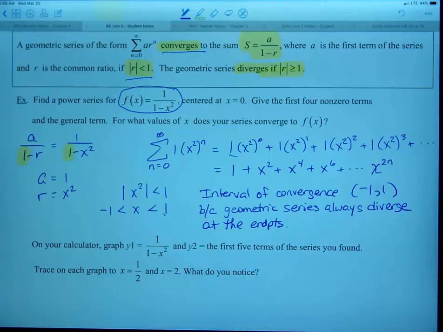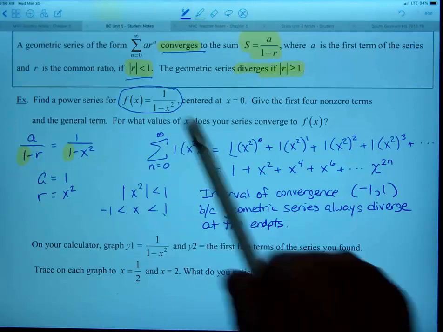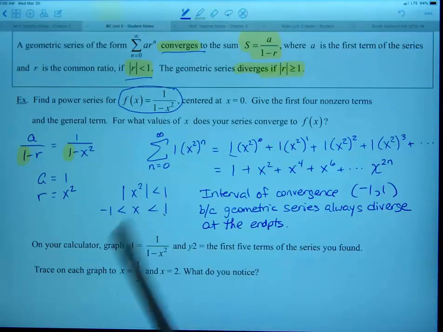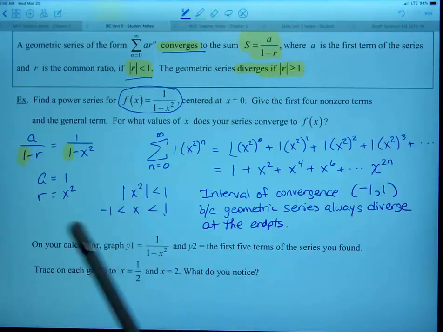We have to test the endpoints if it's not geometric. The geometrics are a special case. They get all the shortcuts, and that's what we're doing today. The shortcut that allows us to build the series immediately, and the shortcut that allows us not to have to do the ratio test. We just take the r and put it in the absolute values instead. And the other shortcut means we don't have to test the endpoints. So we got 3 done.